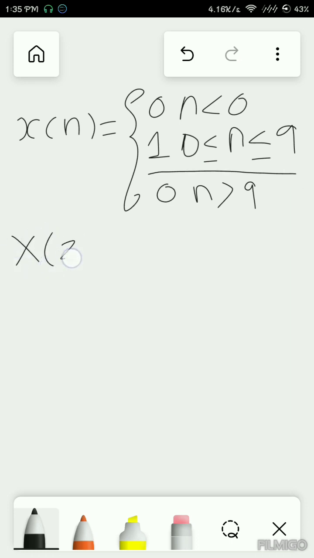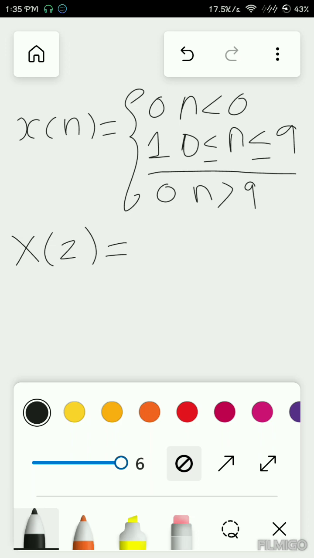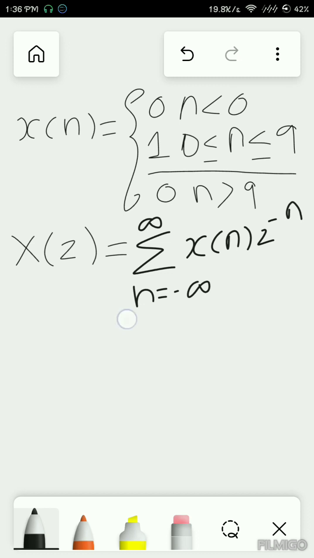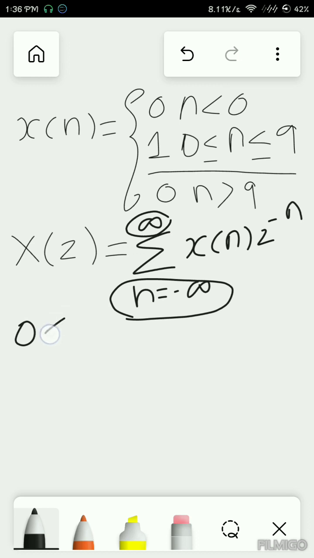If I take my X of z formula, what is my X of z formula? It is the summation from n equal to minus infinity to infinity of x of n into z to the power of minus n. You got it, right? Now I have to substitute over here. What is my range? Since 0 is less than or equal to n less than or equal to 9, it means your range is from 0 to 9.